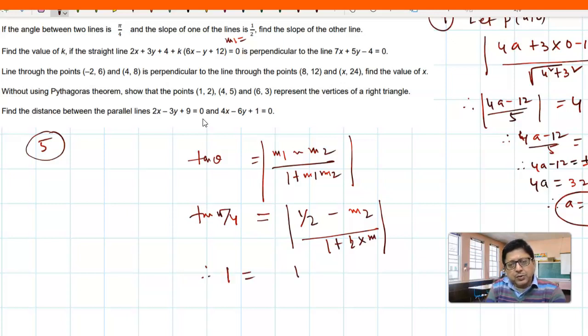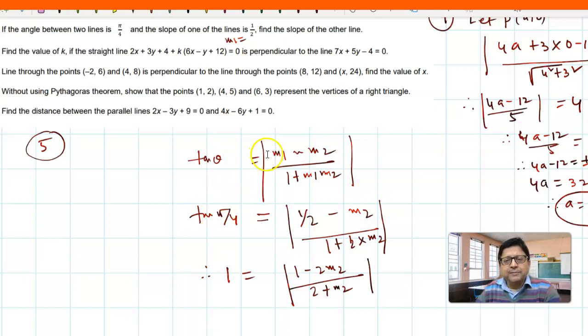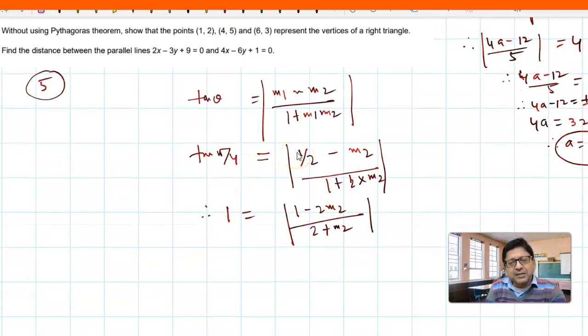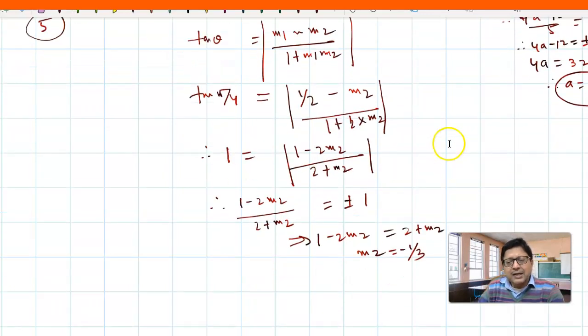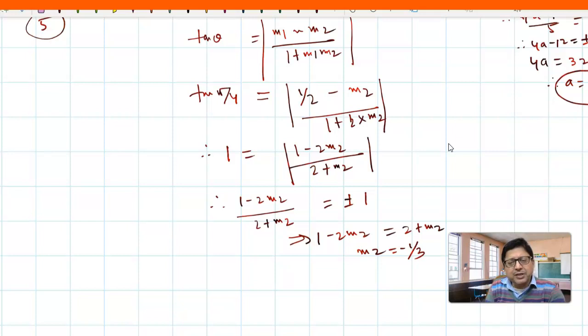Therefore 1 equal to mod of (1 minus 2m2) by (2 plus m2), but again there is a mod sign. To remove the mod sign, we need to put plus minus on the left side this time. Therefore (1 minus 2m2) by (2 plus m2) will be plus minus 1. This implies 1 minus 2m2 equal to 2 plus m2, one condition, so that m2 going to be minus 1/3. And another one is, by taking the minus sign, this will be minus 2 minus m2.